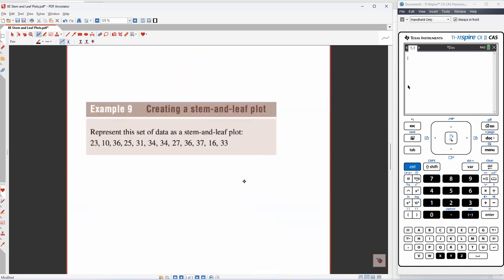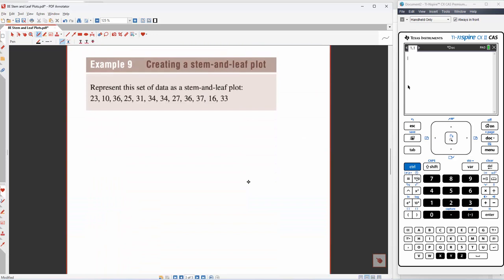Alright, so what we'll do is create a stem and leaf plot for this data set. My advice first is to place it in order, smallest to largest. So I think the smallest value is 10. The next smallest value is 16. Then it looks to be 23.